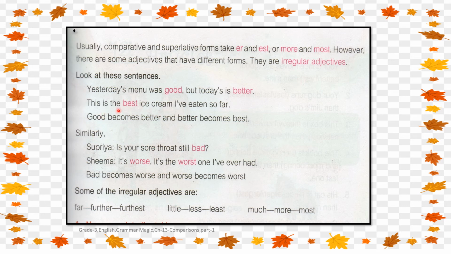For example, yesterday's menu was good, but today's is better. So children, what is here? Good is positive and better is comparative degree. This is the best ice cream I have eaten so far. Here best means we compare with more than two ice creams, so best is used. Good becomes better and better becomes best.